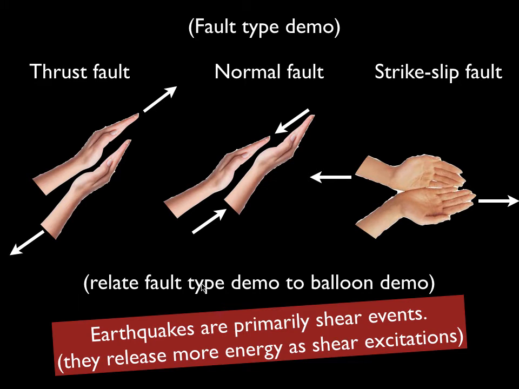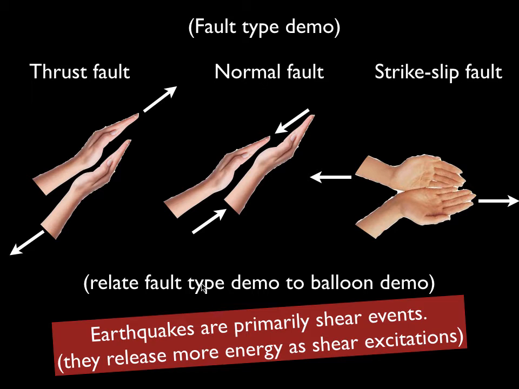Well, to understand this, we need to give our students some more information. And I usually use my hands to demonstrate that there are three main types of faults. When I have my hands together and one of my hands on top goes upwards, I call that a thrust fault. If I put them together and have the hand on top go downwards, that's called a normal fault. And then there's a strike-slip fault, where I put my hands side by side and move them past one another.